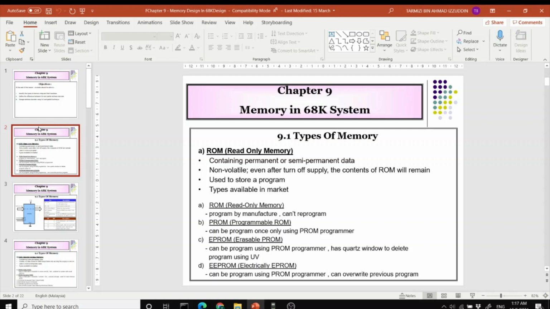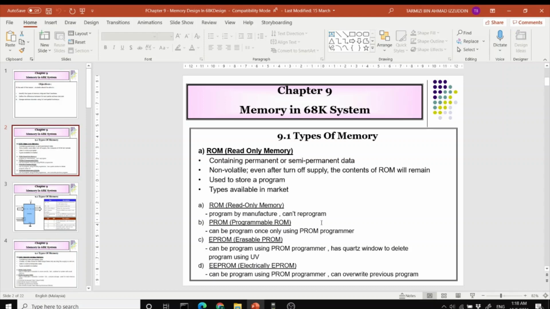It can be programmed using a PROM programmer, but if you want to reprogram it, you have to use what we call a quartz window, in which you need to use a UV light to erase the content of the PROM. Okay. And lastly, we have what we call as an EEPROM, electrically erasable programmable memory. This can be programmed using a PROM programmer, and you can overwrite your previous program inside this memory. So this is the types of read-only memory that is available in the market. Okay.